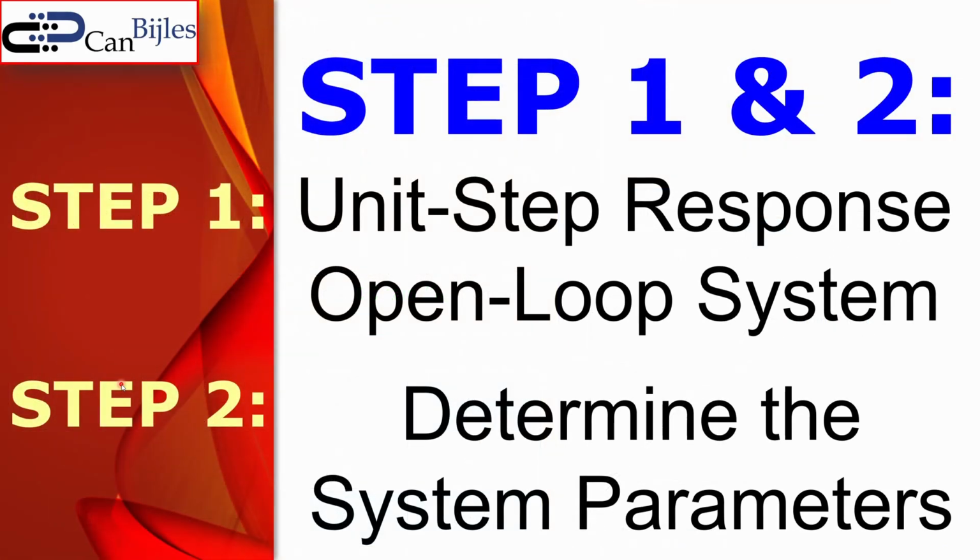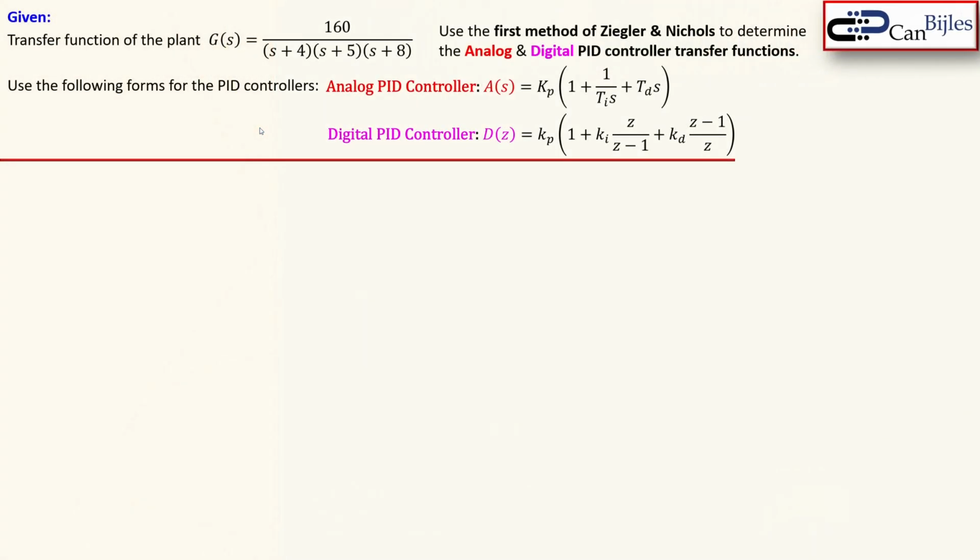Okay, let's go down to step 1 and 2, which together is what we actually cover: the unit step response of the open loop system, and also determining from there the system parameters. So in this case, we will look at an actual example. We first covered in general form what the Ziegler Nichols method is, and I will do that for an actual transfer function. So we now have this transfer function of a plant, G.